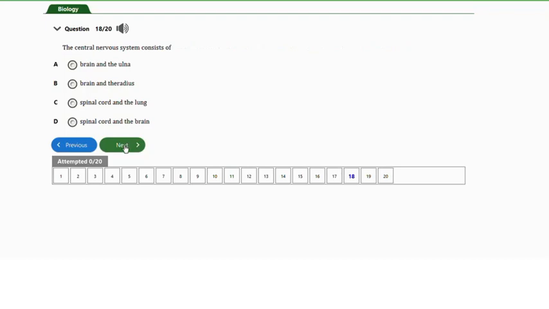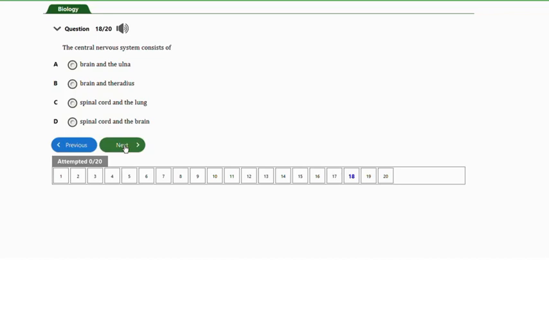It says the central nervous system consists of A, brain and ulna, B, brain and pterygius, C, spinal cord and the lung, D, spinal cord and the brain. So guys, the answer to this question is spinal cord and the brain. The central nervous system, just like the name implies, is the part of the nervous system that is centrally placed. So you can visualize the position of the brain running down to the spinal cord. So that's the central nervous system.